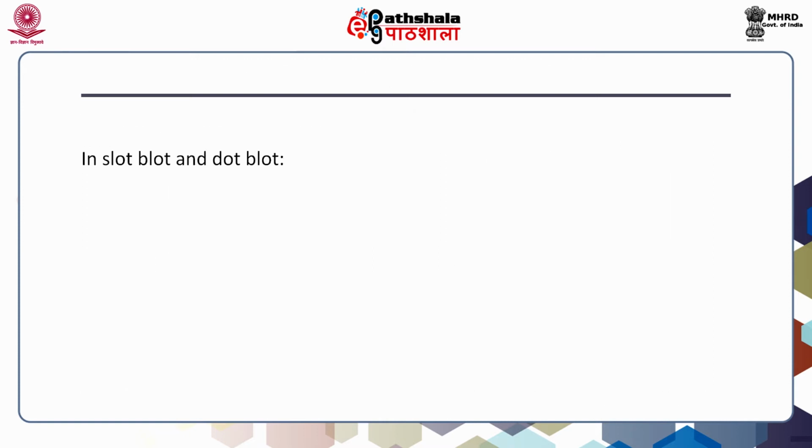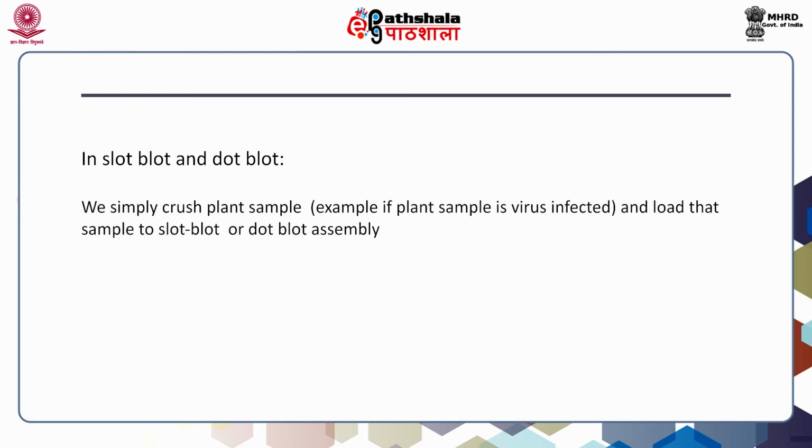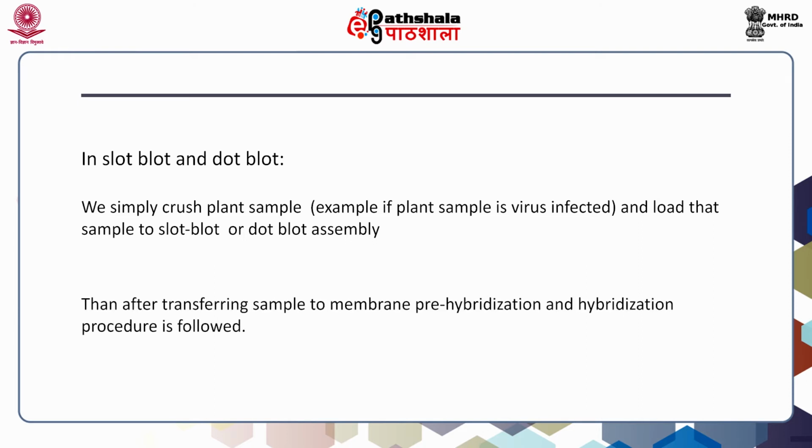To perform Dot-Blot and Slot-Blot transfer is the easiest way of transferring DNA and RNA. We simply crush plant material, for example if the plant sample is virus infected, and load that sample to the Slot-Blot or Dot-Blot assembly. Then after transferring the sample to the membrane, the pre-hybridization and hybridization procedure is followed.